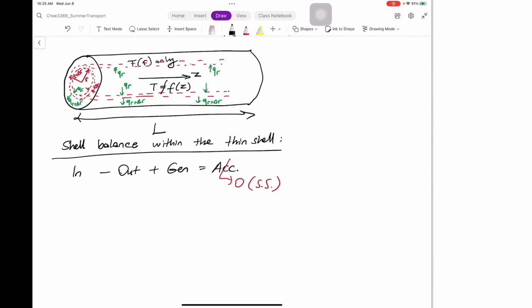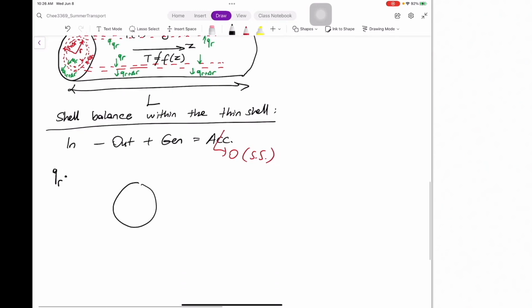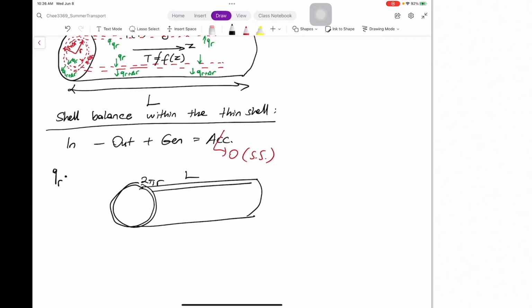Let's start with the in term. The in is basically your flux, q_r, times the area that the flux enters. This is very important. Please pay attention. I'm going to multiply the q_r with the area that the q_r penetrates into. And the area is basically, let me show it here, this is 2 pi r times L. It's basically the area of the paper that I showed you. That's the area of the shell that the heat flux penetrates into.